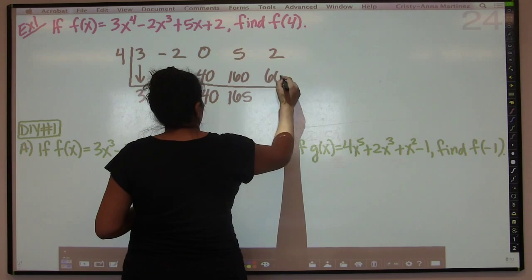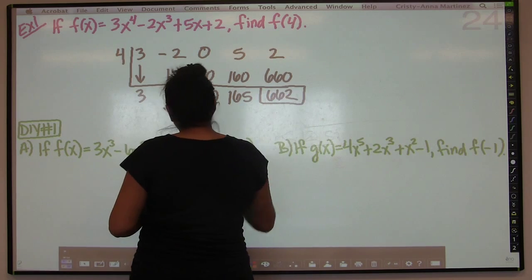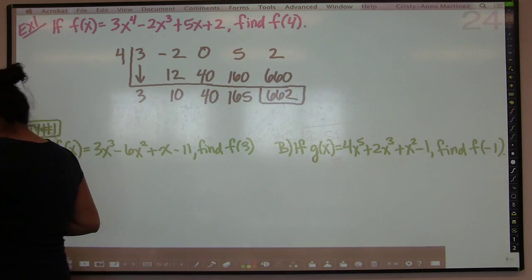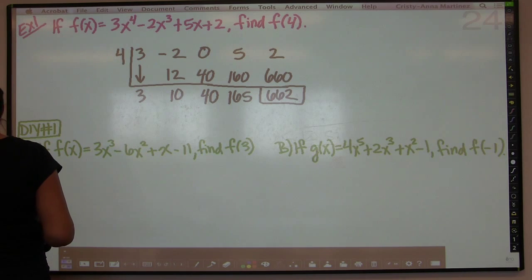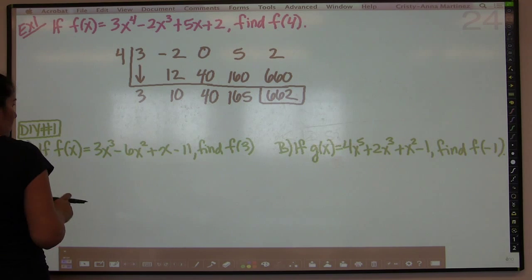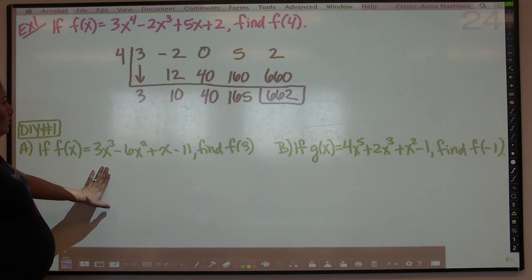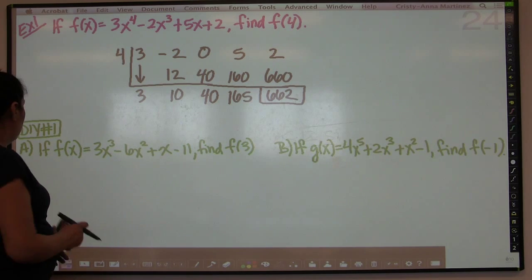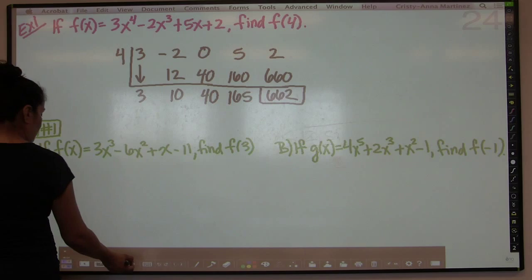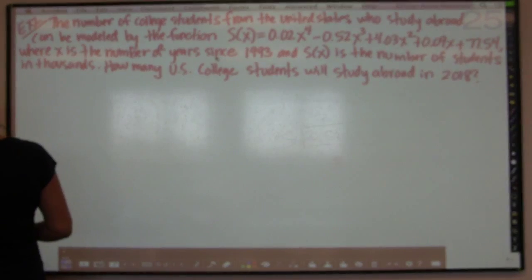660, and then you get 662. So our remainder for this example is 662. So now I would like for you to try A and B, and again, rather than plug 3 into the function, I'd actually like you to use synthetic division to evaluate f of 3 and f of -1 for the do-it-yourself question. All right, so then we have example 2.